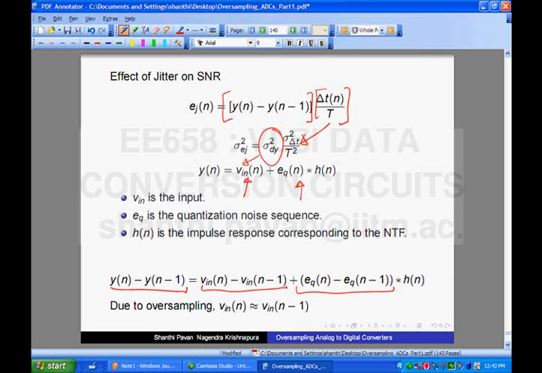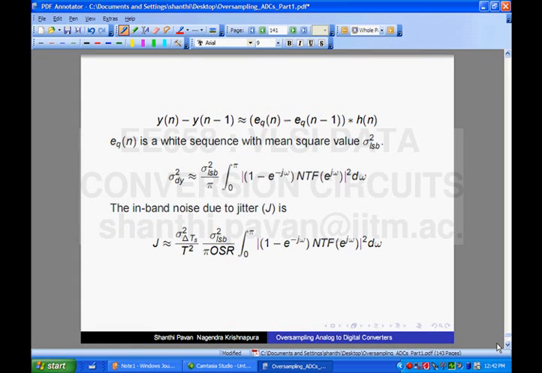And due to oversampling, the input doesn't change very much. So for at least when the oversampling ratio is large, the Vin difference is approximately 0, or is very small. That's what I'm trying to say. So Yn minus 1 is pretty much this guy. It's just the first difference of the shaped quantization noise. Does that make sense?